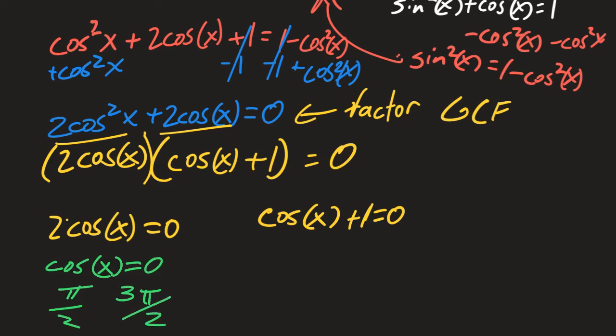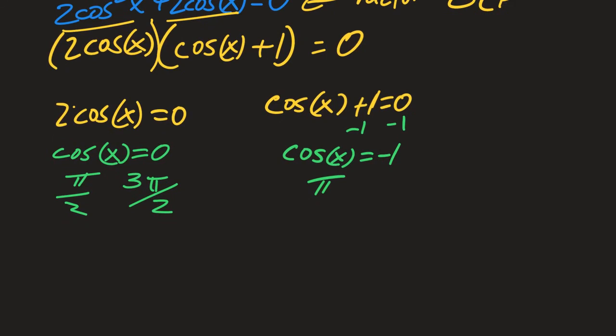Now, on the right, we can move this 1 over. Cosine of x equals negative 1. And there's only one place where cosine is going to be negative 1, and that's at pi. Now remember, this problem gave us an interval between 0 and 2 pi. So we're not going to have any generic answers. We're not going to do any of that 2 pi n.